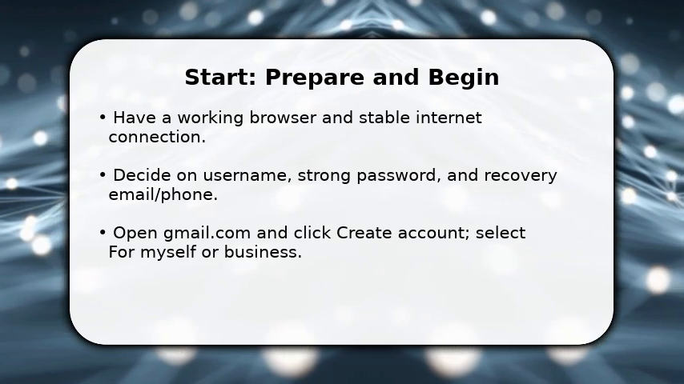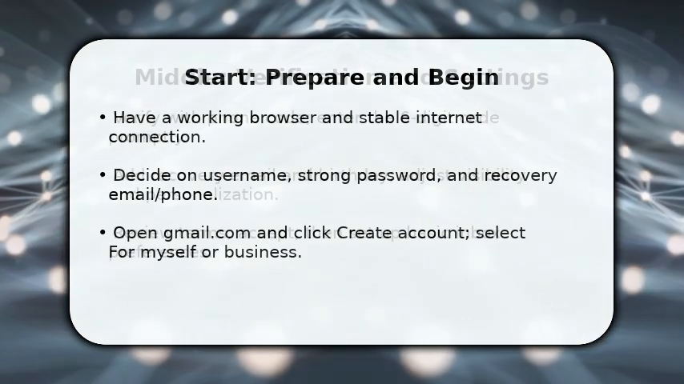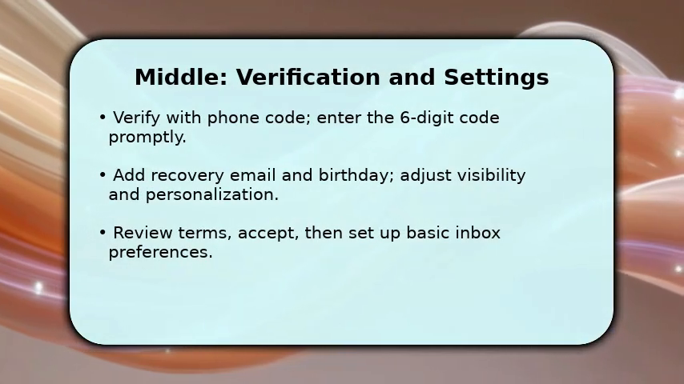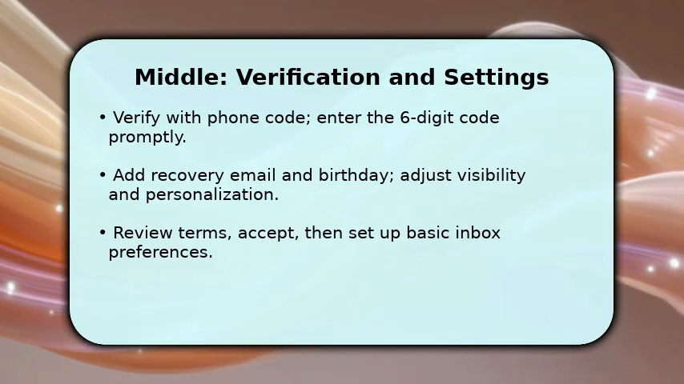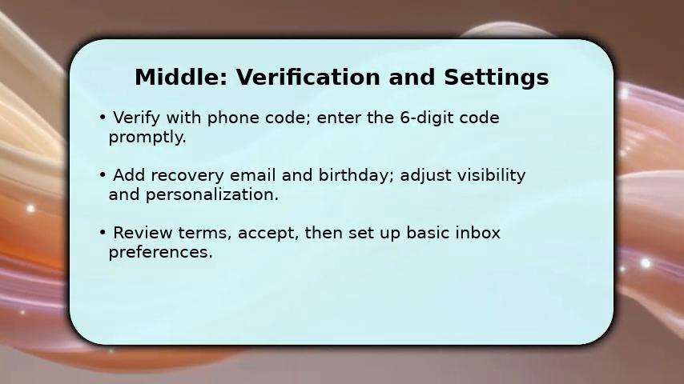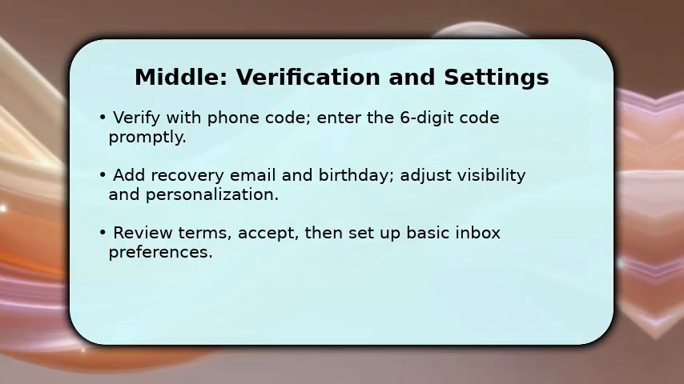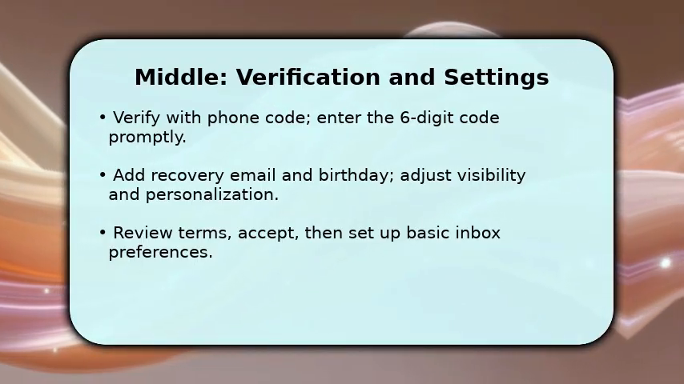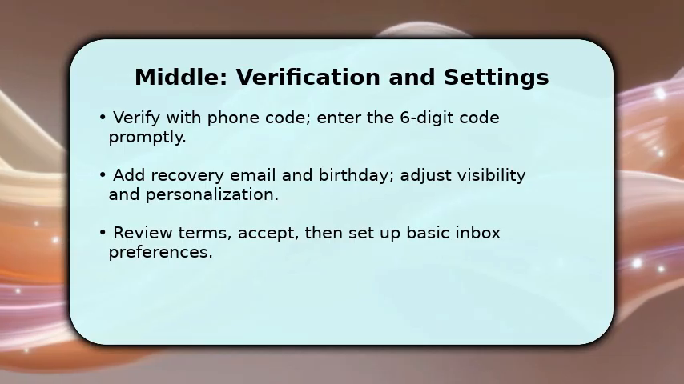Once you've entered basic info, Google usually asks for phone verification to secure the account. Request the 6-digit code and enter it promptly to continue. After verification, add a recovery email and your birth date. These help restore access and tailor features.